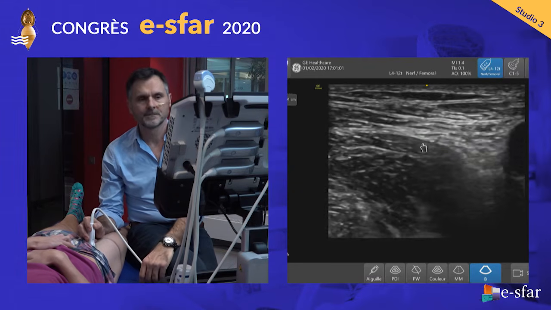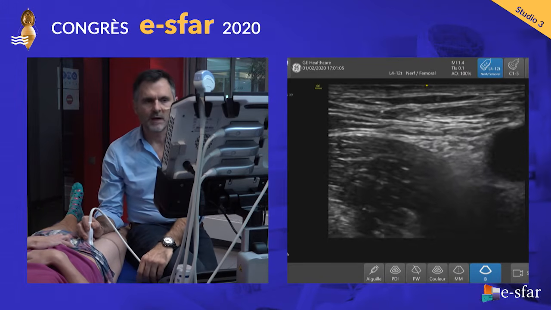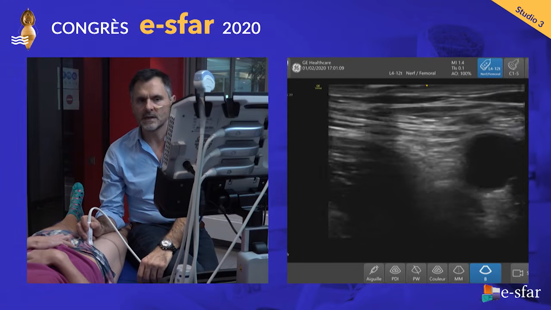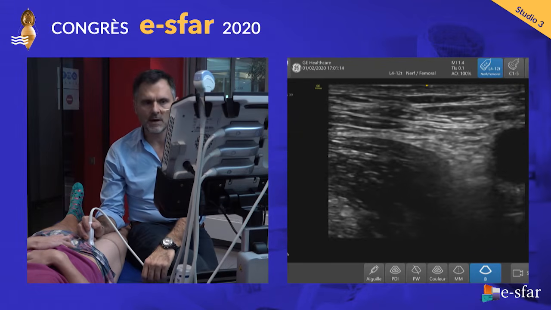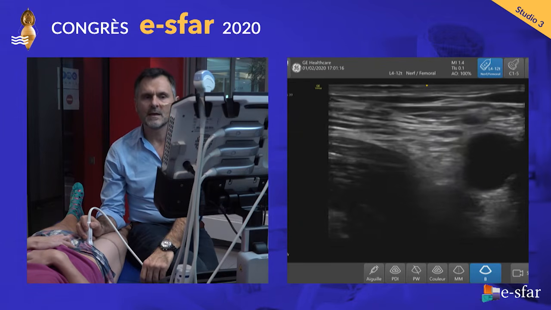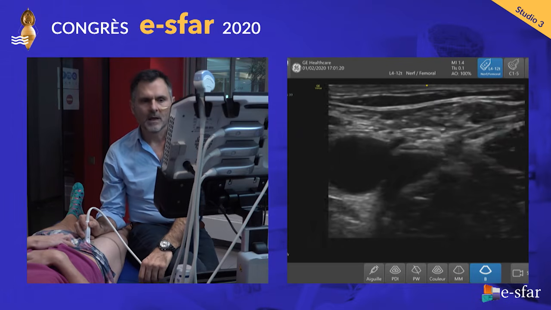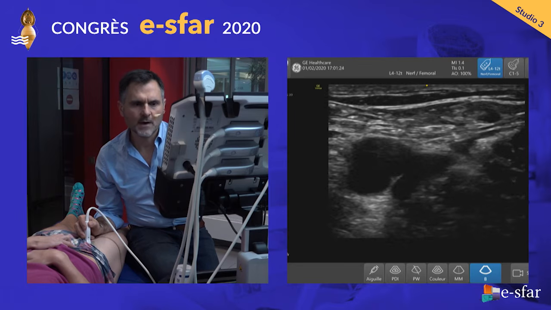Okay. So now we can go to the obturator nerve. So for the obturator nerve, we are in the same area, and we just have to move medially. So we have, from lateral to medial, the femoral nerve, then the femoral artery, and the femoral vein. We can have a deeper exploration.